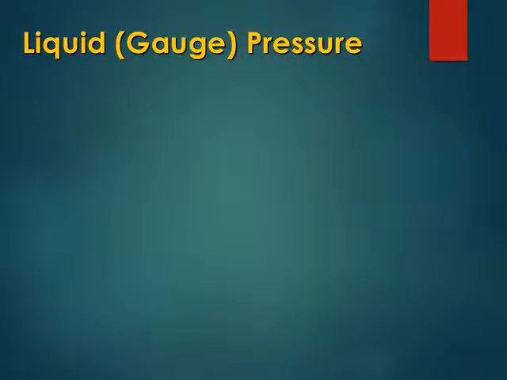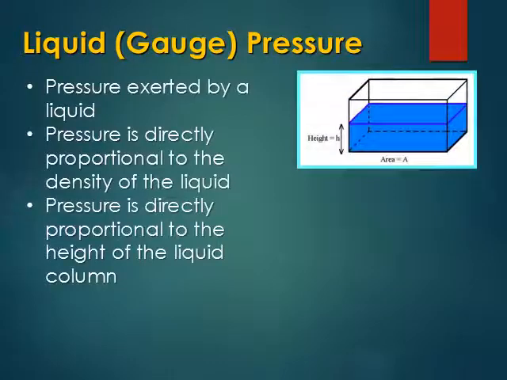Okay, next, let's have the liquid, or we also call this as the gauge pressure. Now, yung liquid pressure, this is the pressure obviously exerted by a liquid. So, the pressure is directly proportional to the density of the liquid. And it is also directly proportional to the weight of the liquid column. So, in equation, you have this. The pressure is equal to rho g h.